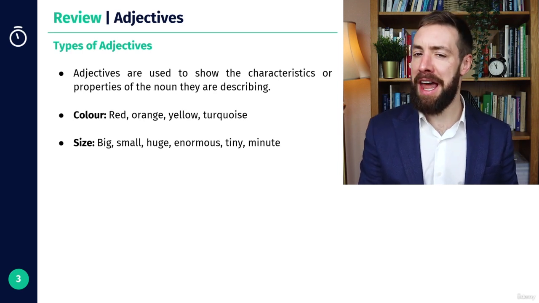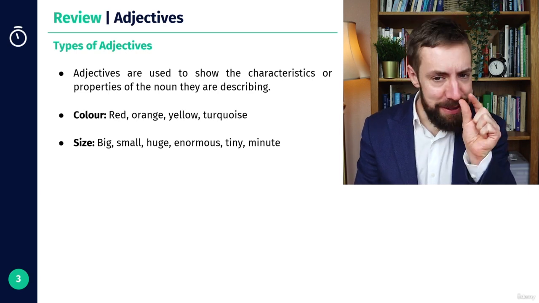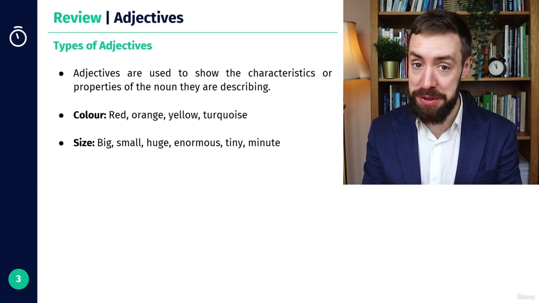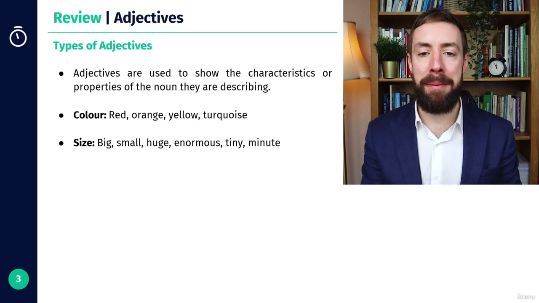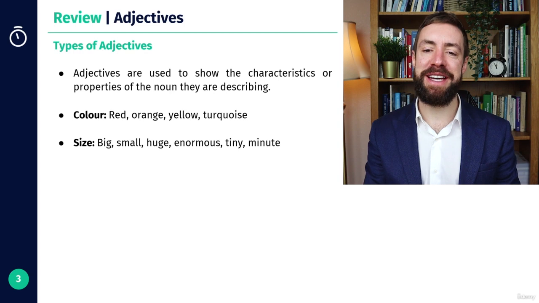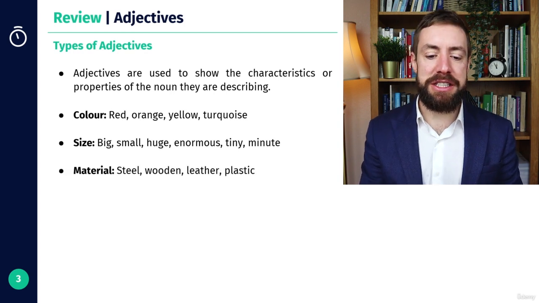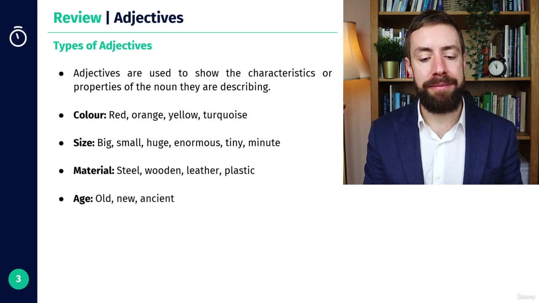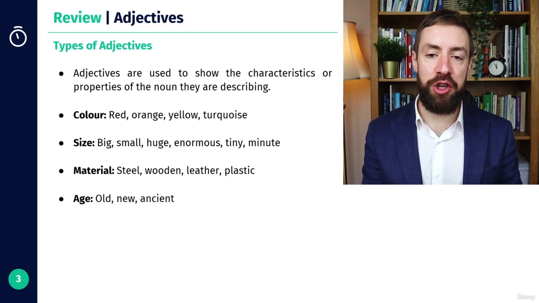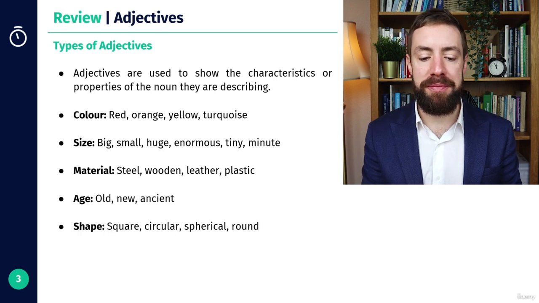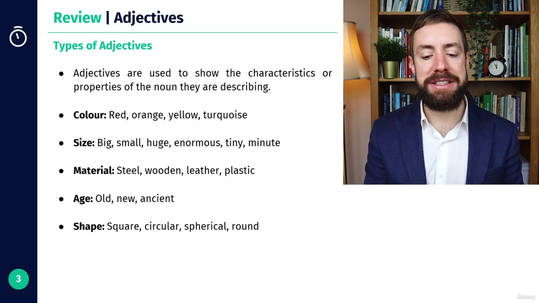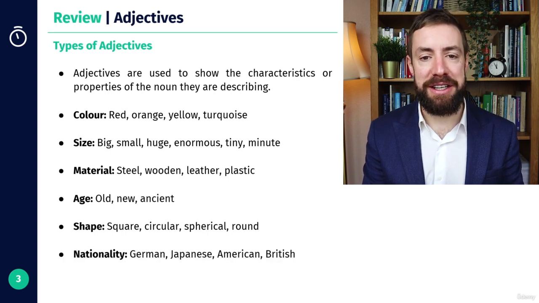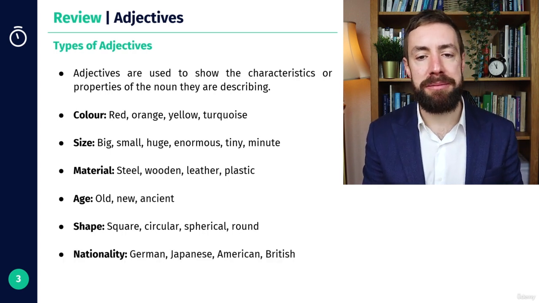How do you say that last word there? It means very, very small, but what's the pronunciation? It would be minute. It looks just like the word minute, but actually we pronounce it as minute. So it can be size, material: made of steel, it could be wooden, leather. Age: it could be old or new or ancient or modern. Shape: square, circular, spherical, round. Or nationality: it could be German, Japanese, American, British.